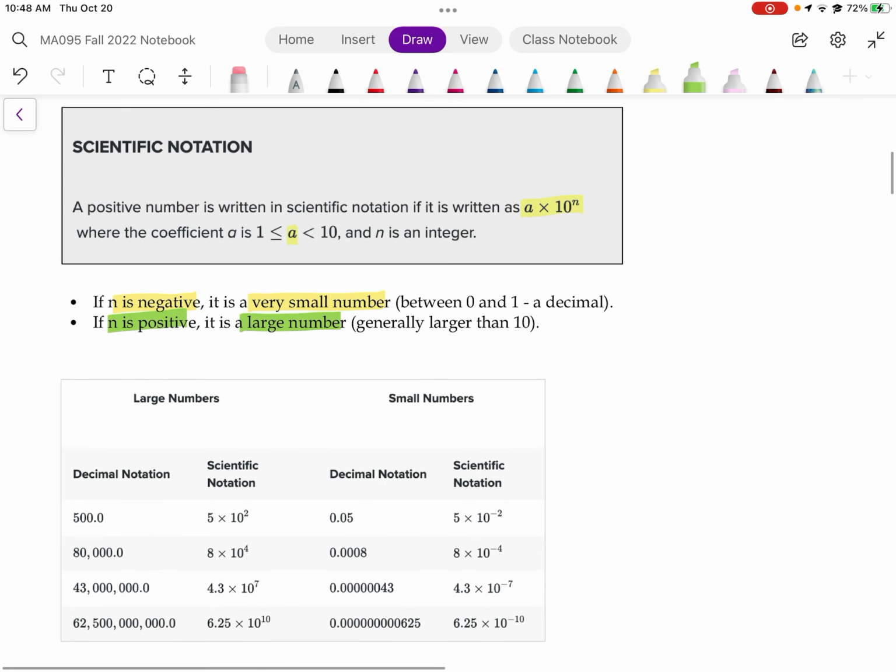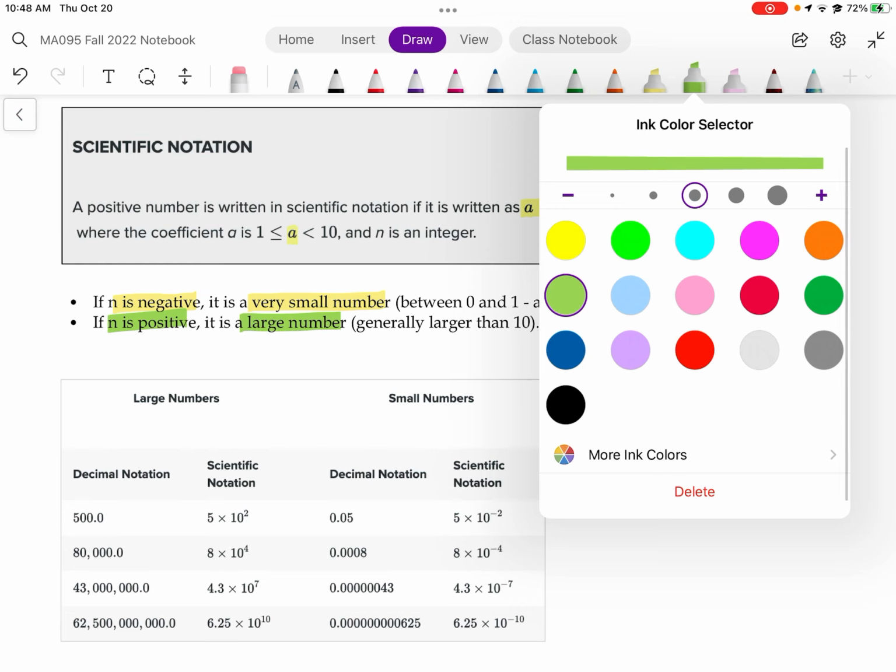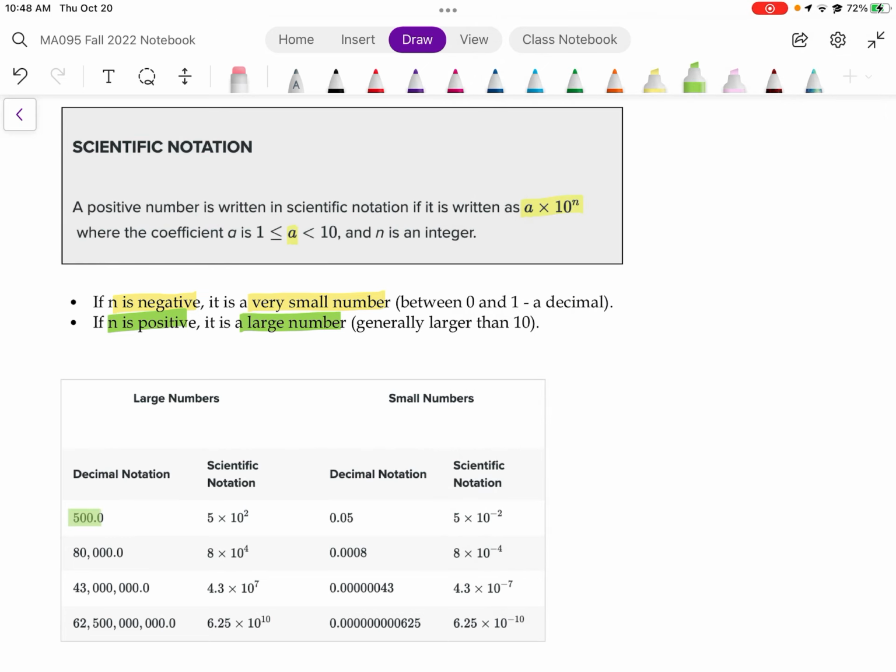So here's some examples of very large numbers and very small numbers. Okay, so here's our very large numbers. 500 is not that large, but you would write it as 5 times 100 or 5 times 10 to the 2. This would be 8 times 10,000. This one, 8 times 10,000, which is 8 times 10 to the 4, because 10,000 is 10 to the 4, and so on. So over here with the small numbers, 0.05 is 5 times 10 to the minus 2. 0.0008 is 8 times 10 to the minus 4.